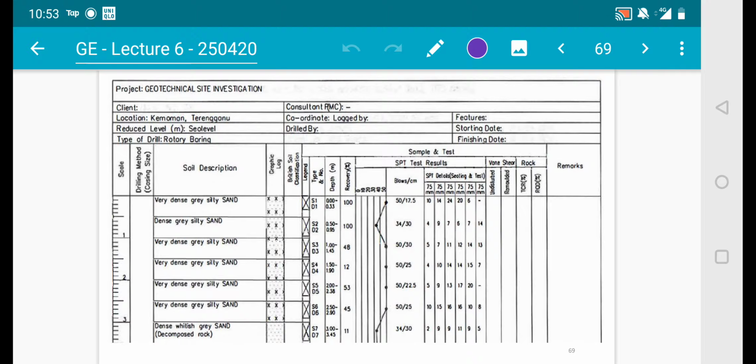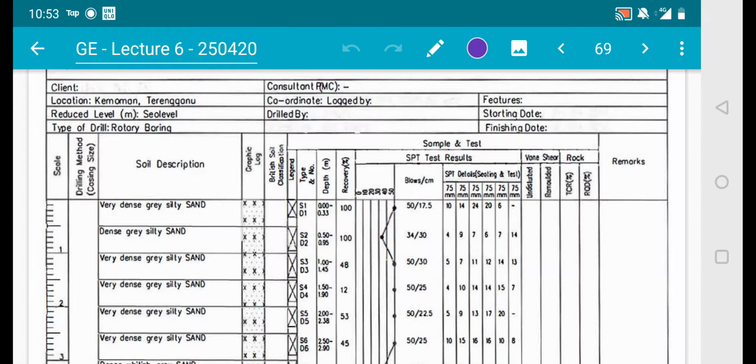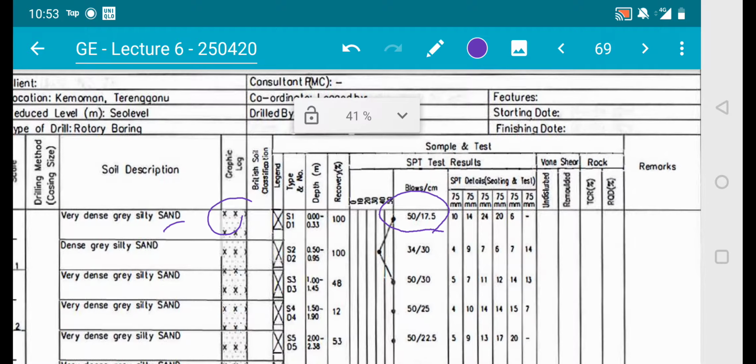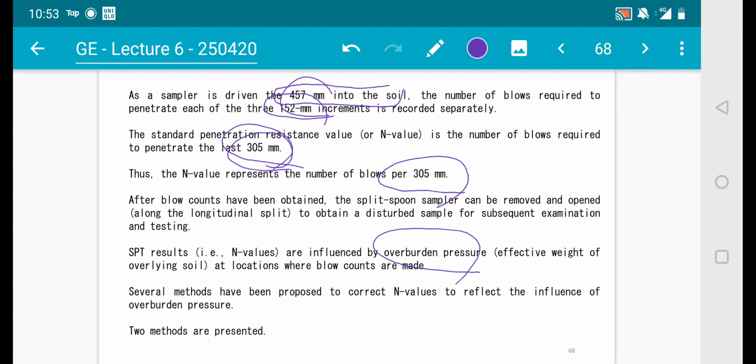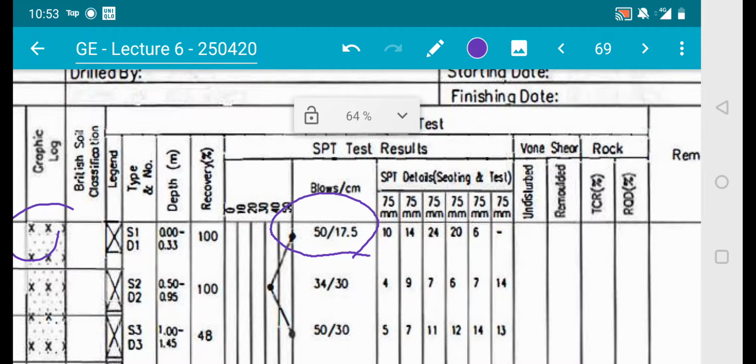So you have your SI. This is the SI case 1 for your assignment number 1. You have your first layer as sand. This is the graphic log, and then the number of blows here. If you add 75 plus 75 plus 75 plus 75, you get approximately a total of 450 mm. According to the statement, it is the last 305 that represents the N values. If you zoom in, the last 305 will accommodate 4 readings here. So 1, 2, 3, 4.